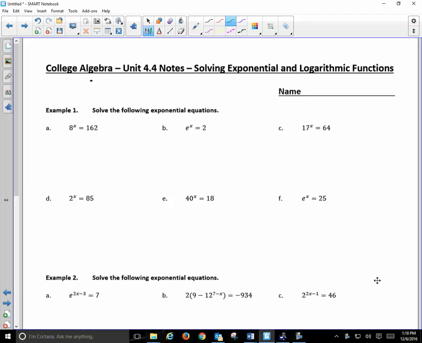Today is a great lesson. People generally do very well with this topic. We're going to solve exponential and logarithmic functions. We have 8 to the x is equal to 162. And what we need to do is get rid of the 8.